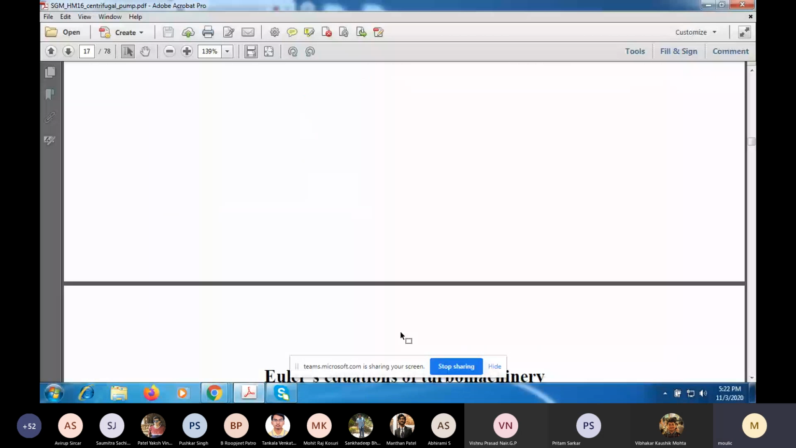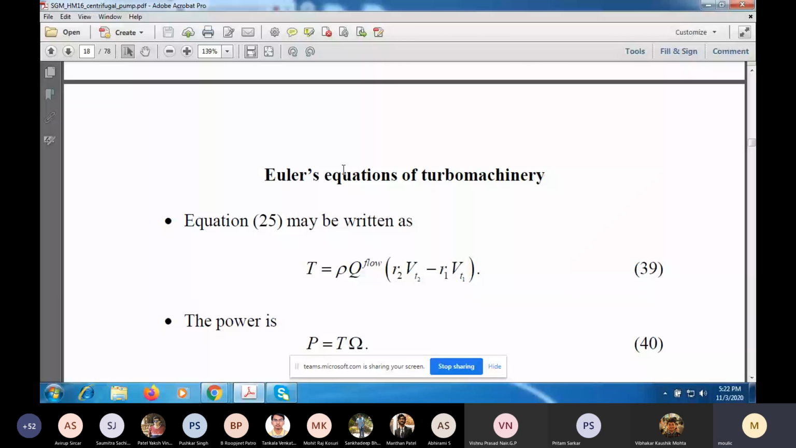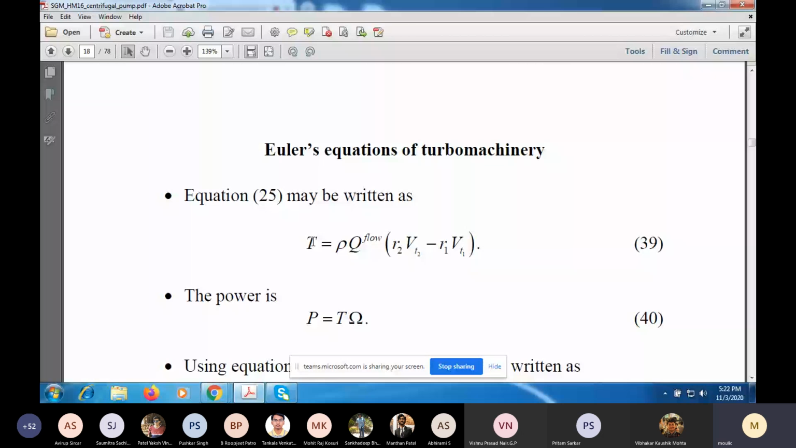Now let us look at what are called Euler's equations of turbomachinery. We have already found the torque is equal to the mass flow rate into R2. Here I've rewritten that expression using the symbol capital V with a subscript 2. So R2 into the tangential velocity at 2 minus R1 into the tangential velocity at 1, multiplied by the mass flow rate, which is rho Q, is the net efflux of angular momentum through the control volume, and this is the torque on the impeller.